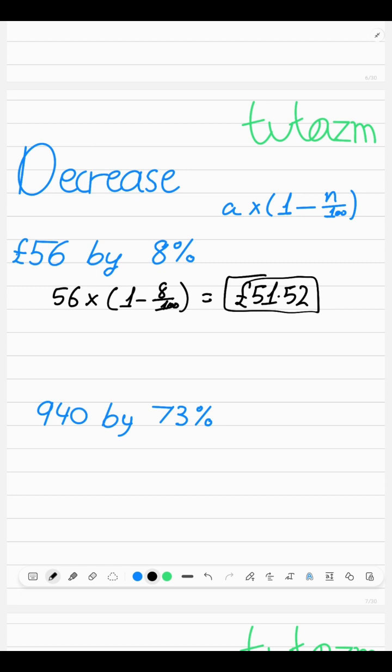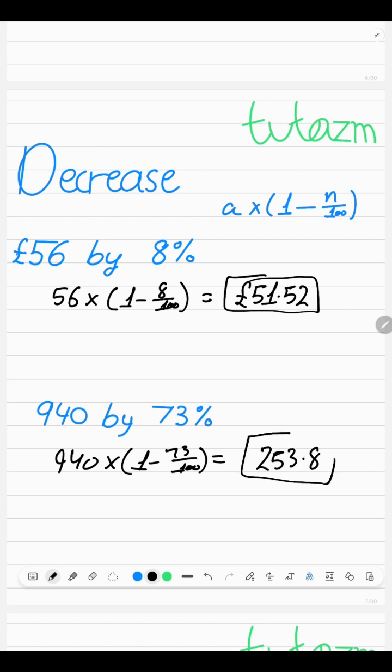Okay, so we'll do exactly the same as we've done with the previous one, so it'd be 940 times by 1 minus 73 over 100, and we can put that into a calculator again. So 940 times by 1 minus 73 over 100, that gives us 253.8 as our final answer.